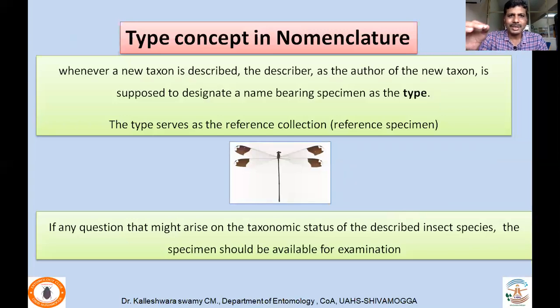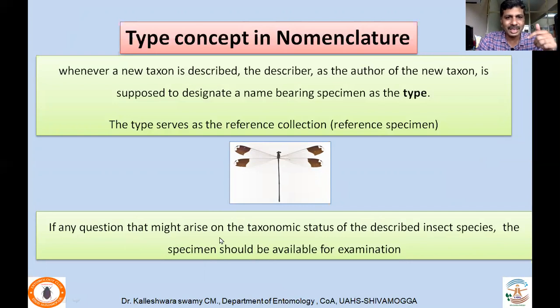Whenever a new taxon is described, the describer, as the author of the new taxon, is supposed to designate a name bearing specimen. He has to label it. That is the very important thing: labeling a name bearing specimen as a type. So the type is a reference specimen. The type serves as a reference collection, so that if any question arises in future, if somebody says that it is not new, it's actually one among those 4 species, the specimen should be available for further research.